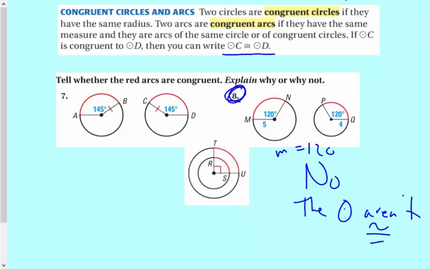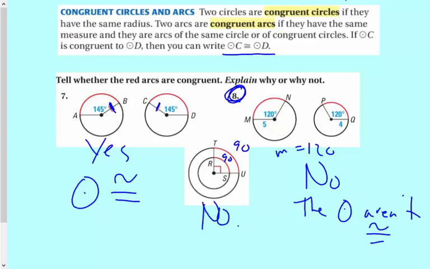Okay, this one here, we have congruent radii and the same measure, so that'd be yes, because the circles are congruent. And this one here, their arcs are both 90 and 90, but clearly the circles are not congruent. One circle is much bigger than the other, so that would be no. And like I said, if I pick up this arc right here and I place that over here, these should line up perfectly.